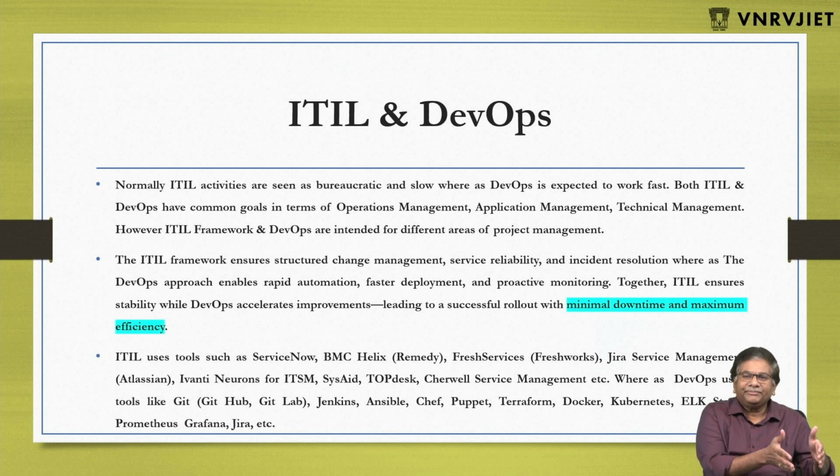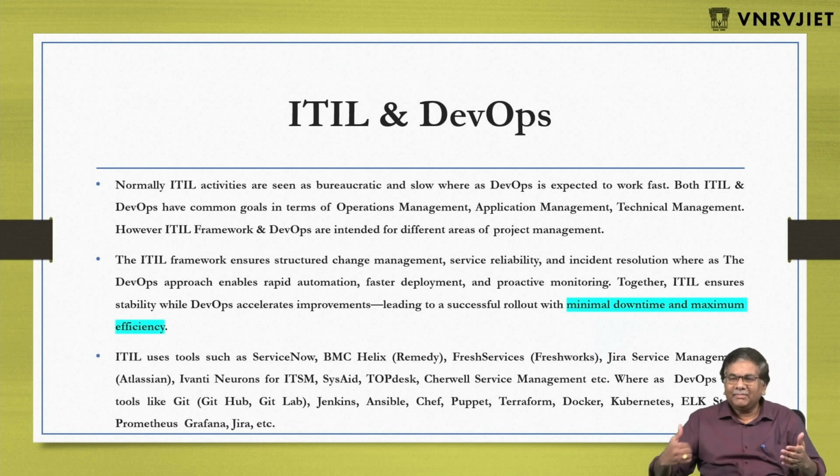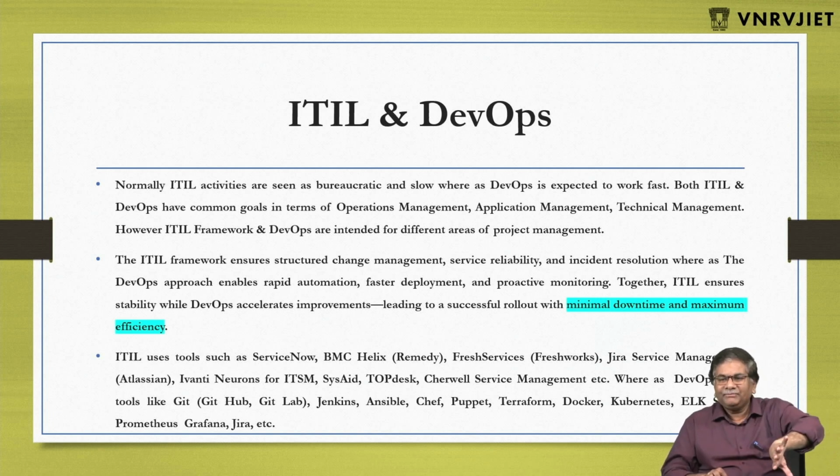The IT department, even though it has interfaces, once the interaction starts between dev and SREs, site reliability engineers, it will be on a one-to-one basis with various tools and stuff like that. So that's what the second point is talking about. The ITIL framework ensures structured change management, service reliability, and incident resolution, whereas the DevOps approach enables rapid automation, faster deployment, and proactive monitoring. So basically, the ITIL framework handles one piece of the IT functionality, and the ops piece of DevOps, the IT department, handles another piece.